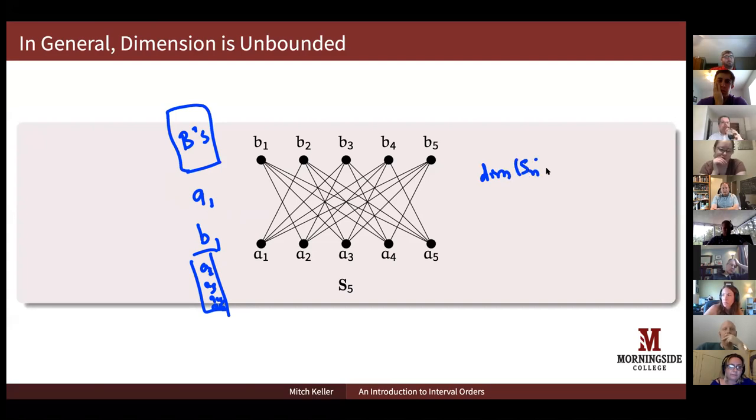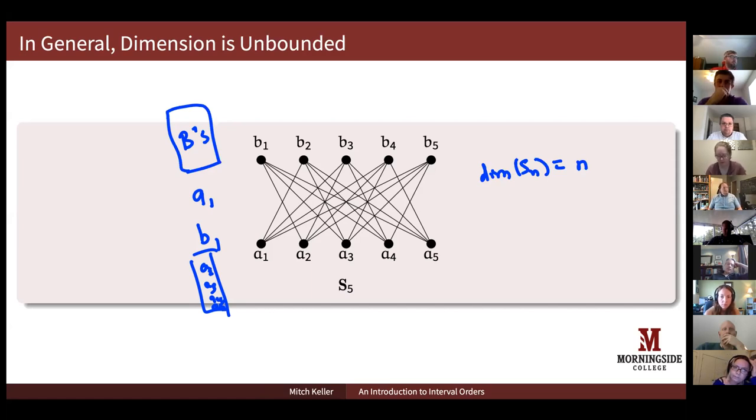So it turns out the dimension of Sn, this is S5, the standard example, we call it, is n. You can get away with n: do something that puts A1 over B1, then do another one that puts A2 over B2, and so on. And if you're careful with what you do in these top and bottom parts, you can make sure that you have all the A's sorted out amongst themselves, and all the B's sorted out amongst themselves.